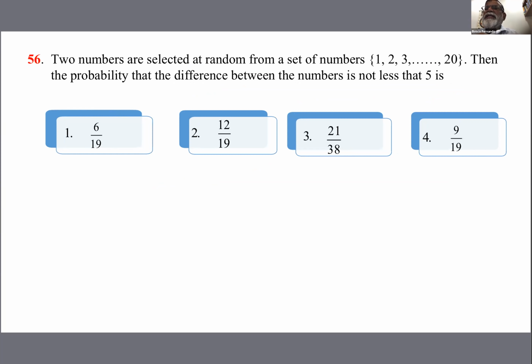Two numbers are selected at random from the first 20 natural numbers. So what is n of S? 20C2. So 20 into 19 by 1 into 2. So 190 ways n of S can happen. A is the event that the difference between the numbers is not less than 5.